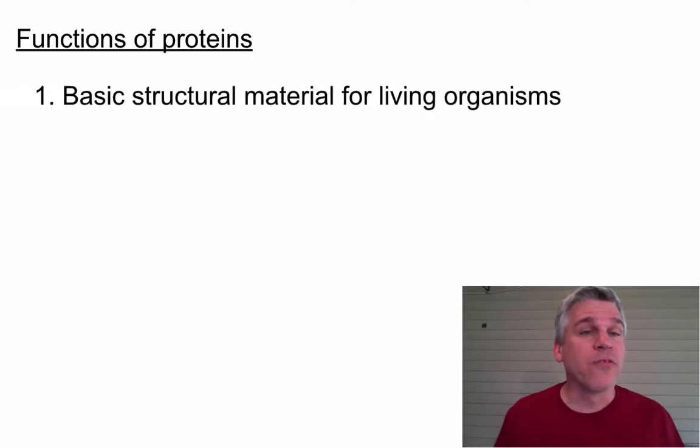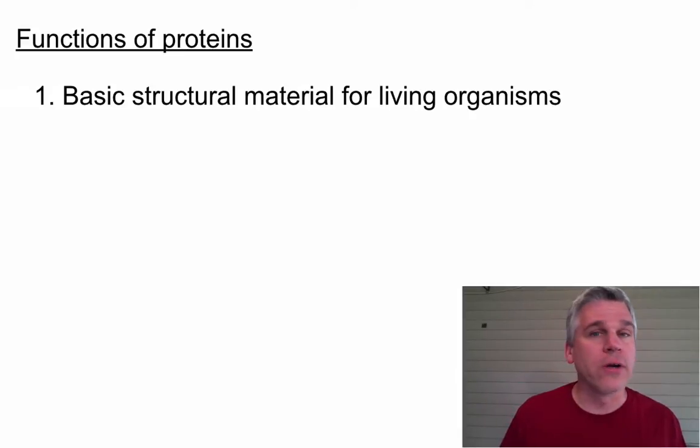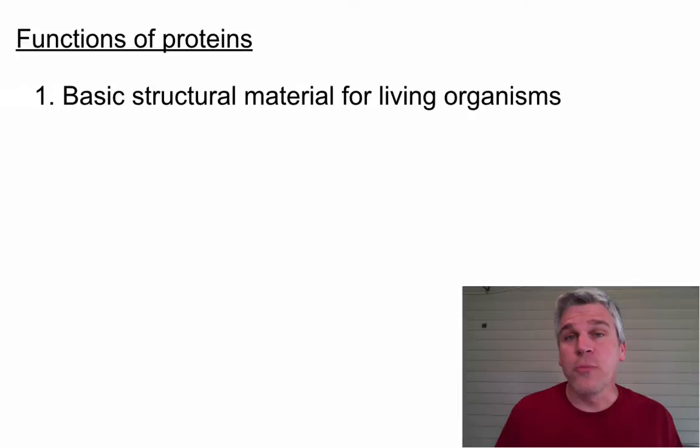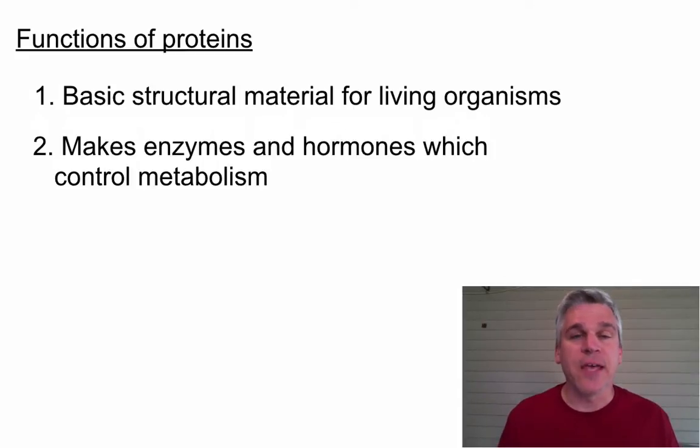Now proteins will do a variety of things for us. One is they're the basic structural materials for all living organisms. When you think about a human, we're mostly made up of protein. Our hair is protein, our skin is protein, our muscles are protein. There's protein everywhere in our bodies. They make enzymes and hormones which control metabolism. We'll be taking a look at enzymes in a future video, but along with hormones, they play a very important role in helping us to maintain our homeostasis.